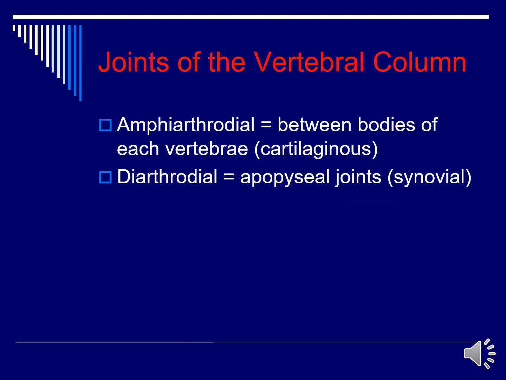Now, the joints of the vertebral column are going to be amphiarthrodial between the bodies of each vertebra, and they're cartilaginous. The apophyseal joints are going to be diarthrodial, and they are synovial joints.